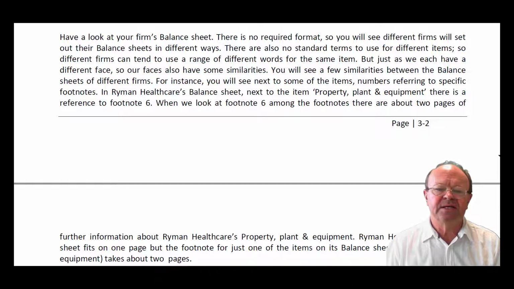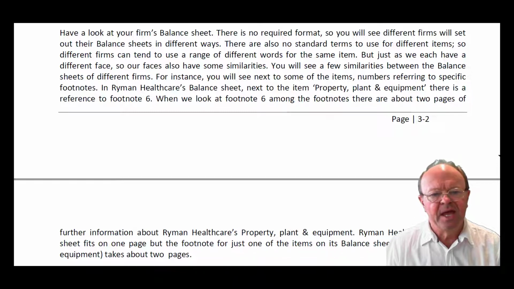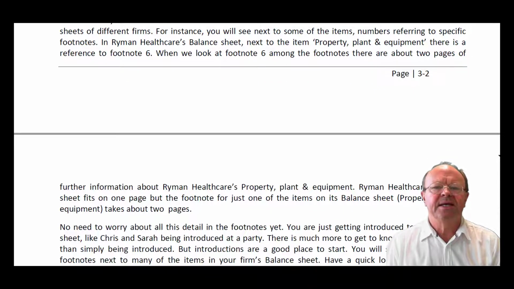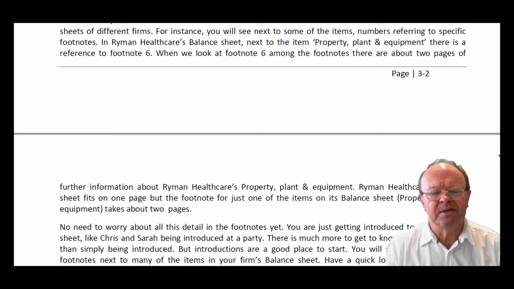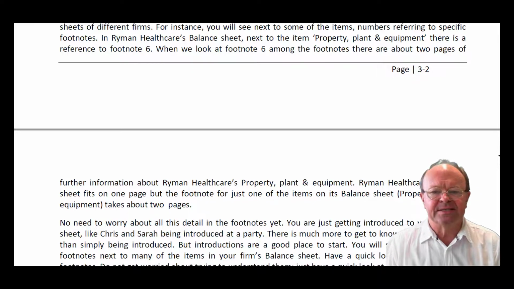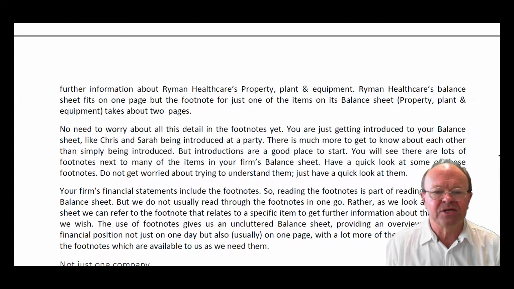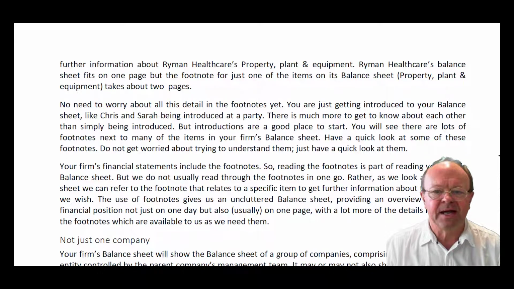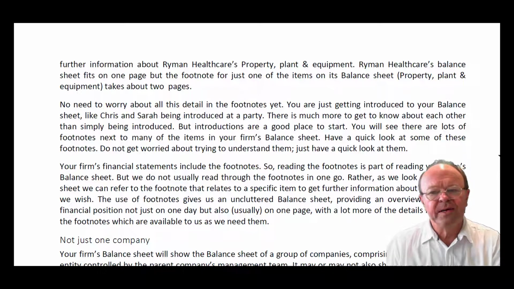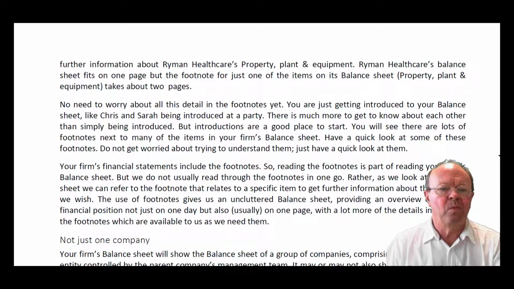For instance, you will see next to some of the items numbers referring to specific footnotes. In Ryman Healthcare's balance sheet, next to the item property, plant and equipment, there is a reference to footnote 6. When we look at footnote 6 among the footnotes, there are about 2 pages of further information about Ryman Healthcare's property, plant and equipment. Ryman Healthcare's balance sheet fits on 1 page, but the footnote for just one of the items on its balance sheet, property, plant and equipment, takes about 2 pages.